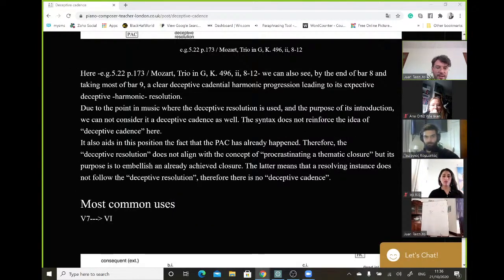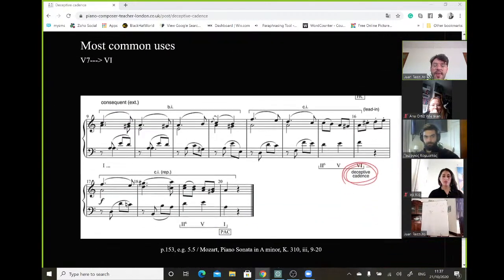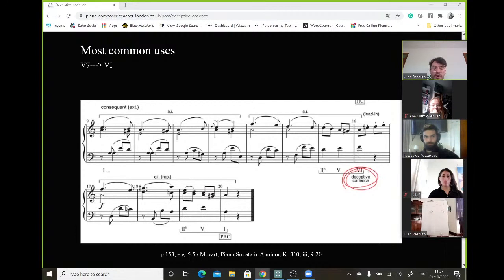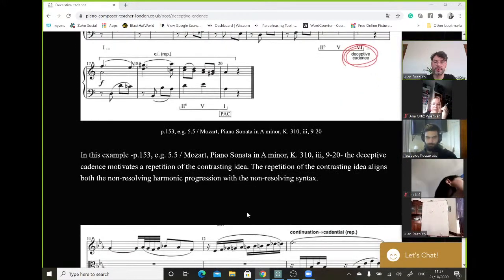Then you can read here the same I have just said. Then most common cases, and we go. Now we're going to talk about deceptive cadences, right? Not things that are not deceptive cadences, but things that are actually deceptive cadences. So we go to the first example 5.5.